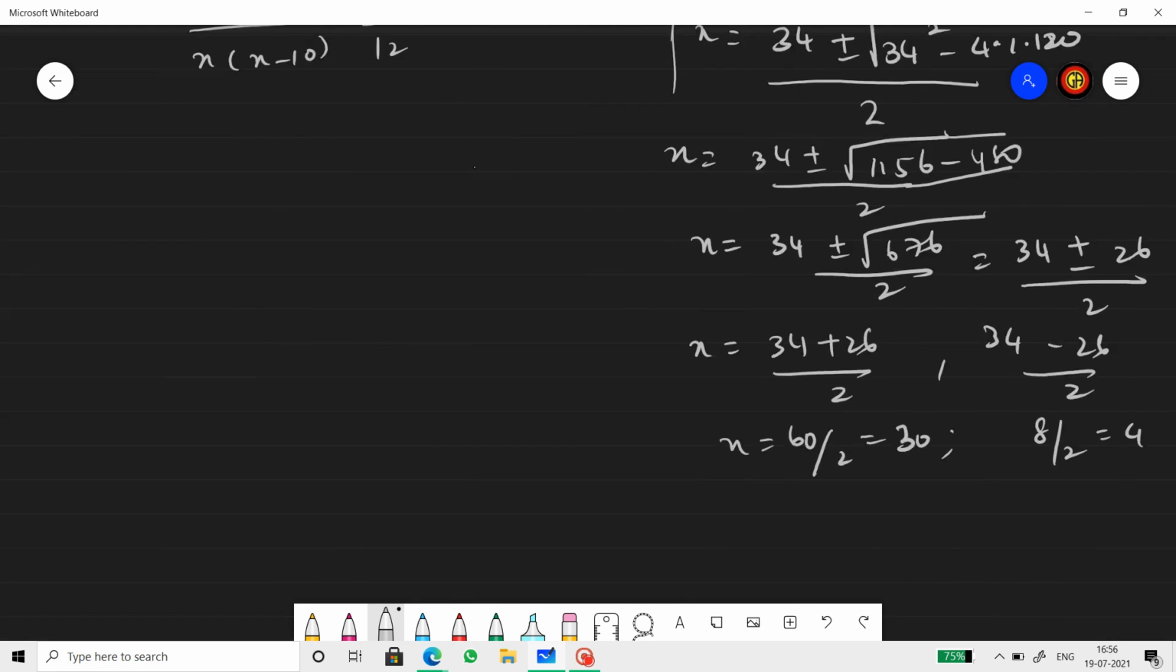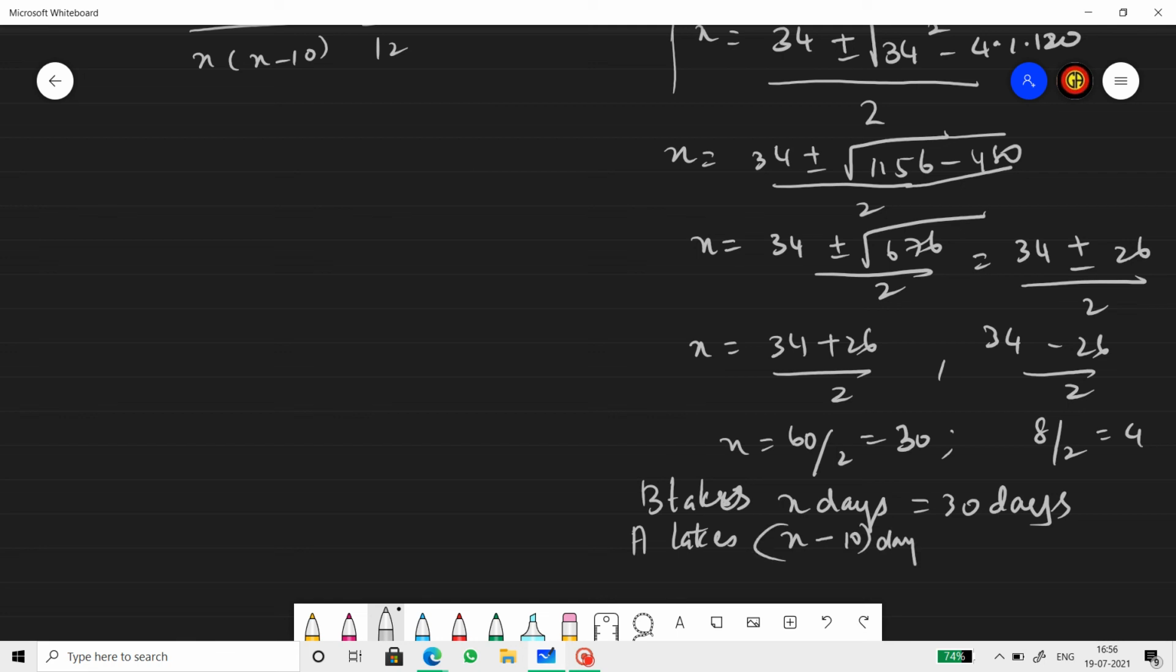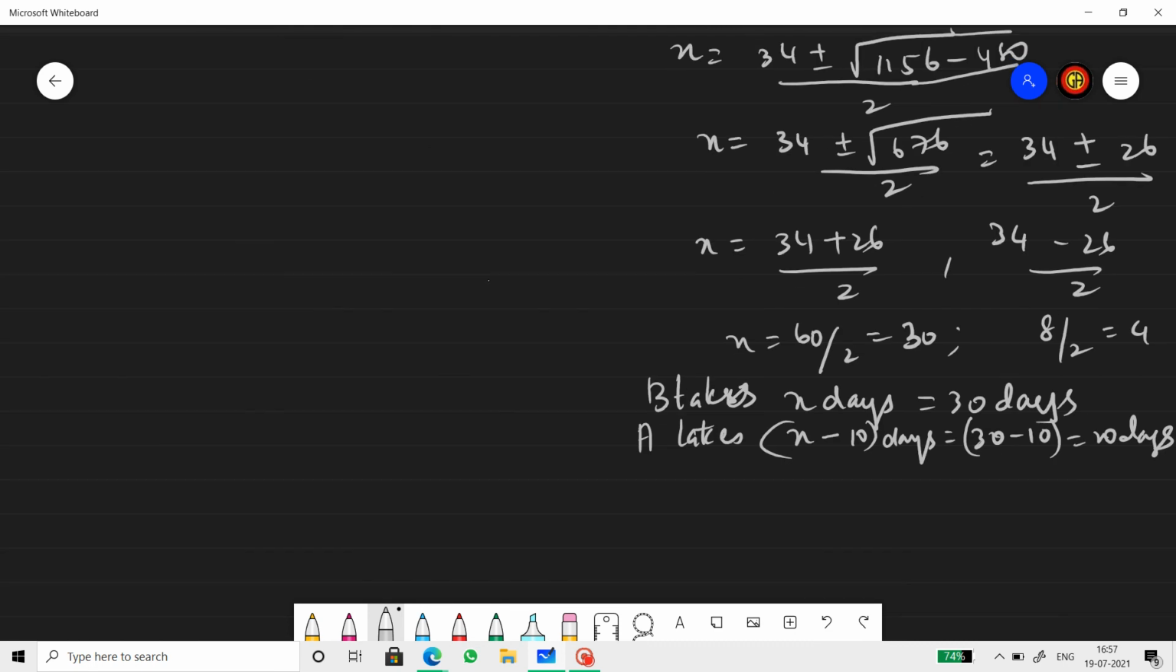If B takes X days, that's equal to 30 days, then A takes X minus 10 days, so that's 30 minus 10, 20 days for A. Now, if we go with the next assumption of X being 4, we get X minus 10 as minus 6, and that is not possible, hence we reject it. So the answer is 30, 20.